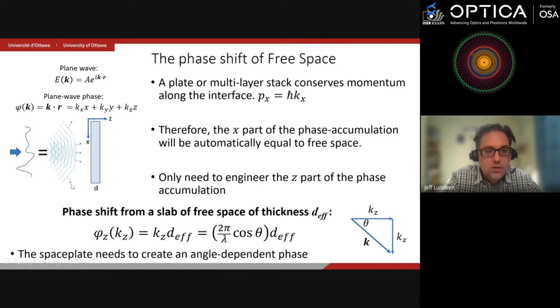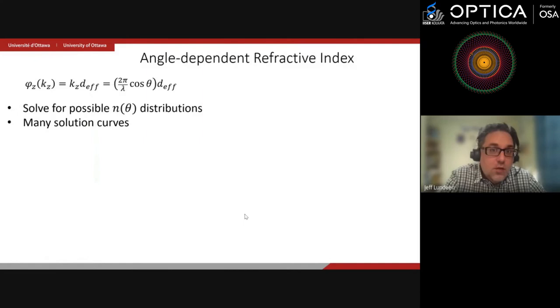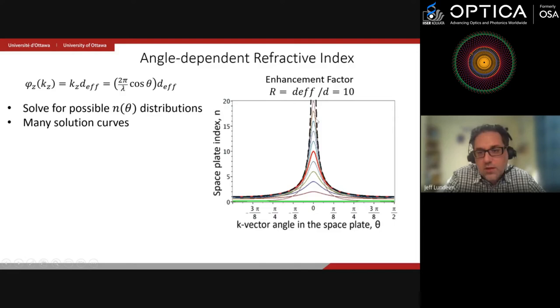Okay, so one possibility we thought about was, what if we let the refractive index in the medium depend on angle? I don't even know if this is possible, but what if you could? So I just said, okay, let's solve for the correct refractive index profiles as a function of angle inside the medium that would give us the correct phase at the output. And it turns out there's many solution curves.